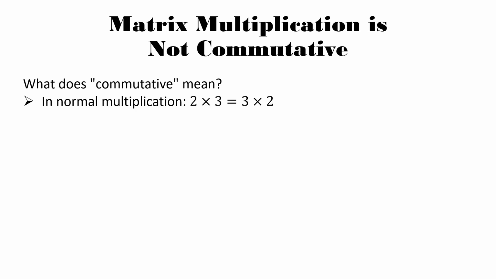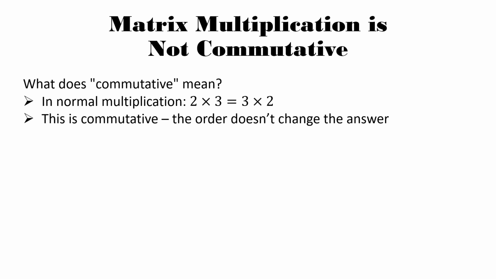So one thing to note is that matrix multiplication is not commutative. So first of all, what do we mean by commutative? It's a word you probably hear a lot, but it's really important to understand what it means. In normal multiplication, we have this idea of commutative, which is that the order doesn't matter. So 2 by 3 is the same as 3 by 2. Really handy when we're working with adding and multiplying.